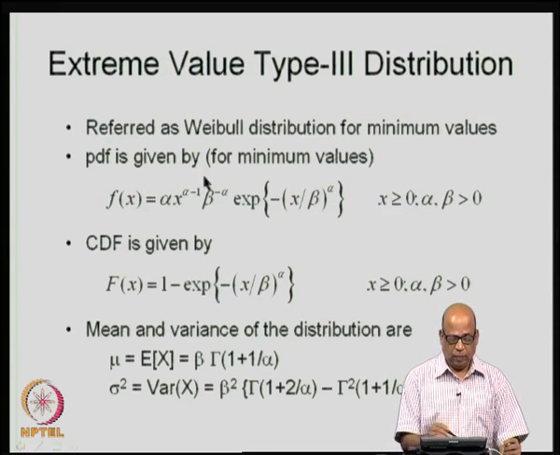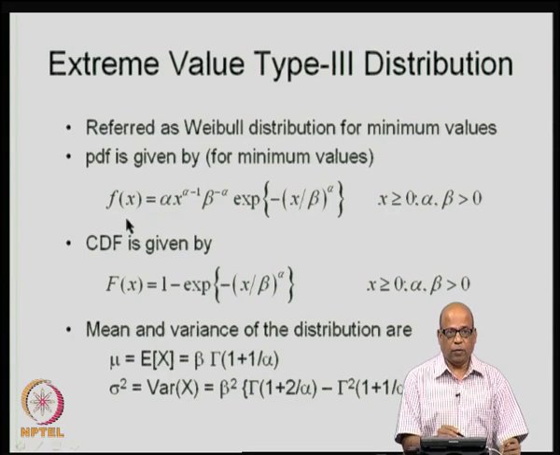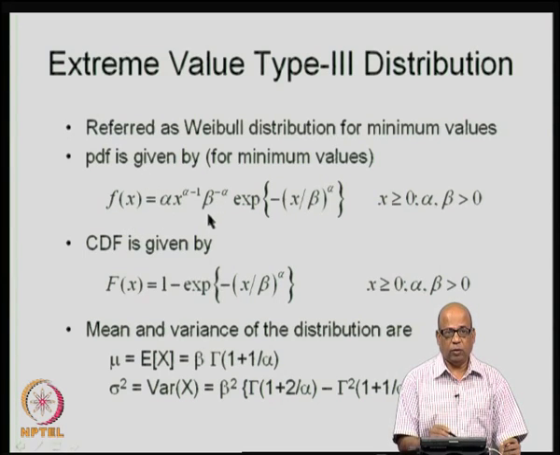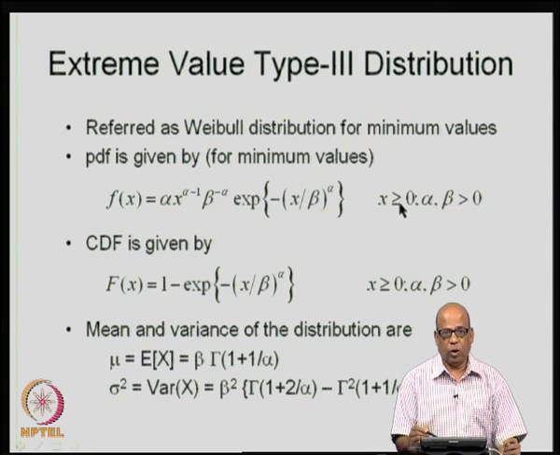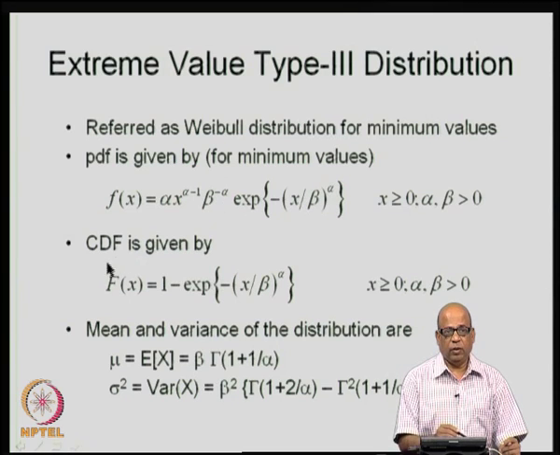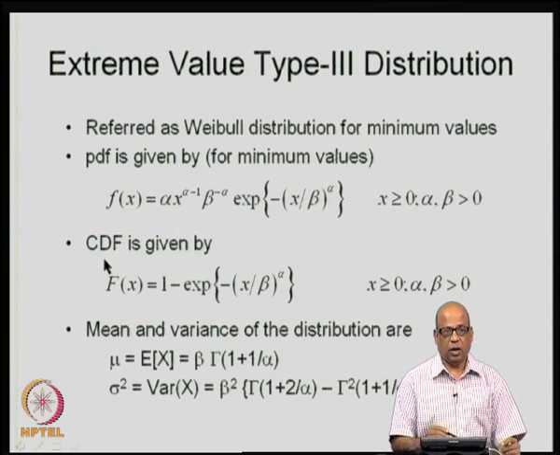So, for the minimum values, the PDF is given by f of x is equal to alpha x to the power alpha minus 1, beta to the power minus alpha, exponential of minus x by beta to the power alpha. This has two parameters alpha and beta, and this is defined for x greater than or equal to 0 and alpha and beta both positive. From this you can derive the CDF, the cumulative distribution function, as F of x is equal to 1 minus exponential minus x by beta to the power alpha.